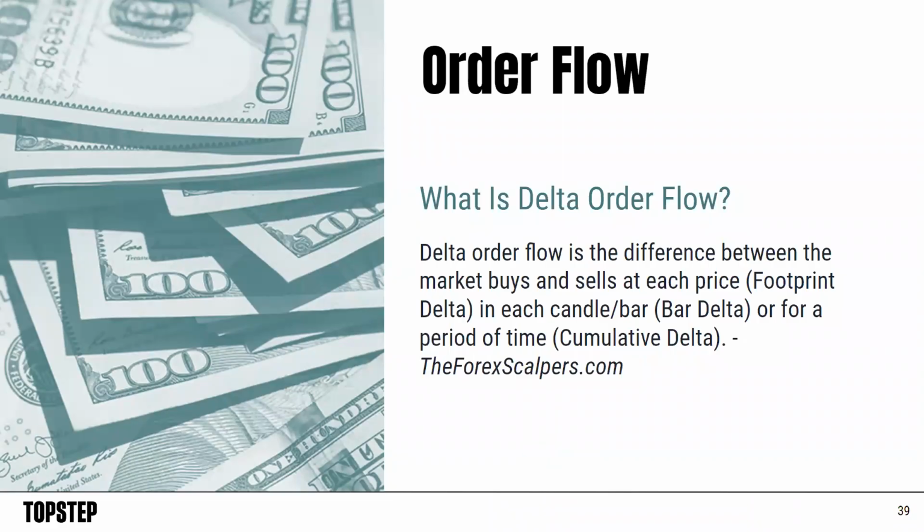All right. What is delta? Delta order flow is the difference between the market buys and sells at each price. Footprint delta, in each candle bar delta, or for a period of time, cumulative delta.